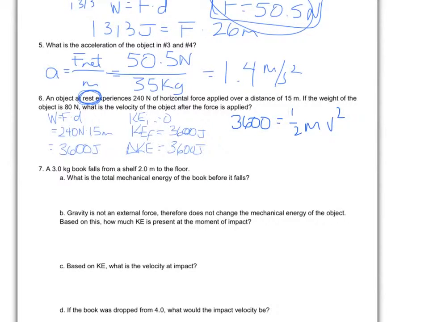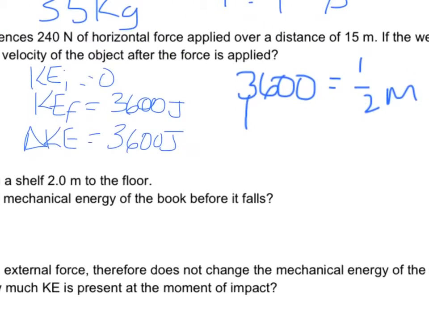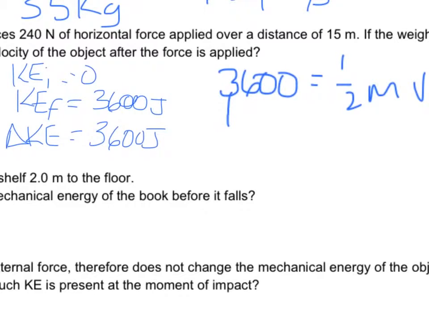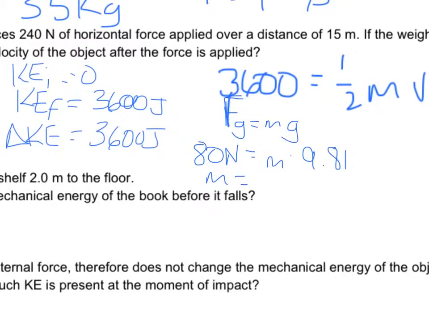And we're sort of given the mass. Not exactly, it's the weight, but it's pretty darn close. We can figure out the weight-mass relationship using our equation Fg equals mg, where we're told the force of gravity is 80 newtons, and we can figure out the mass from there. Total mass of this object is equal to 8.15 kilograms, and that is the number that needs to go up here into our equation for kinetic energy.